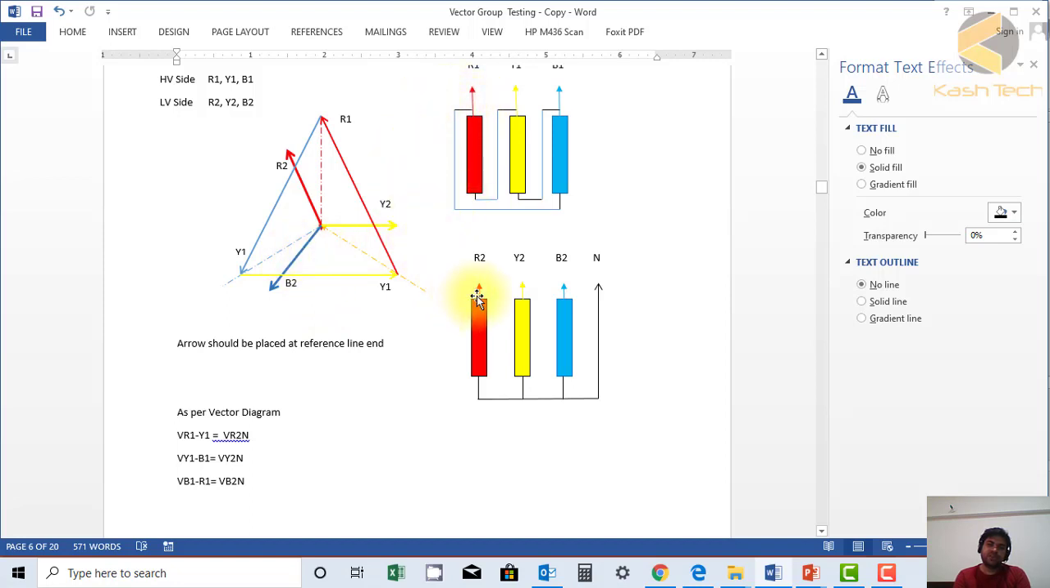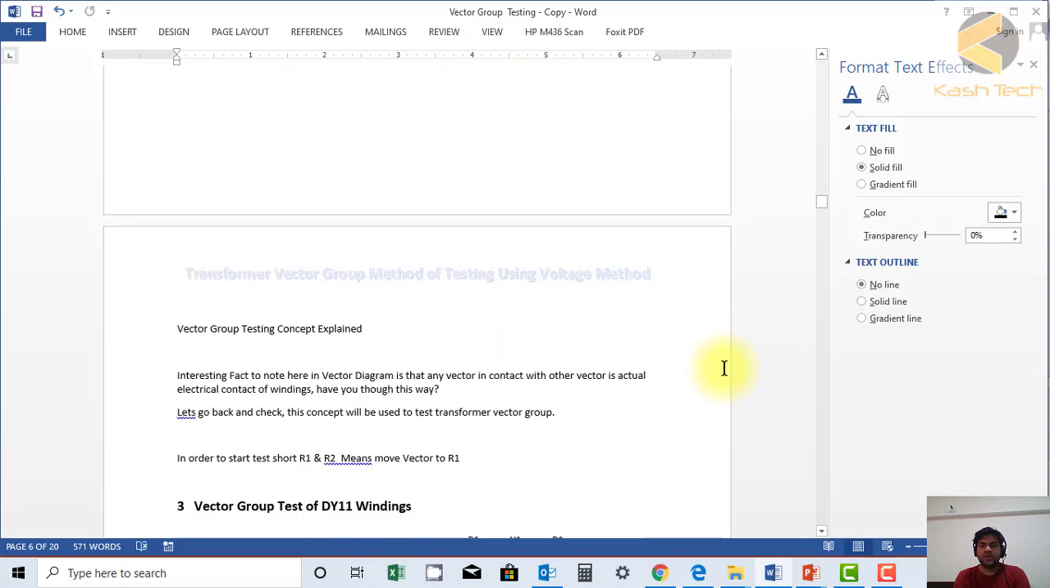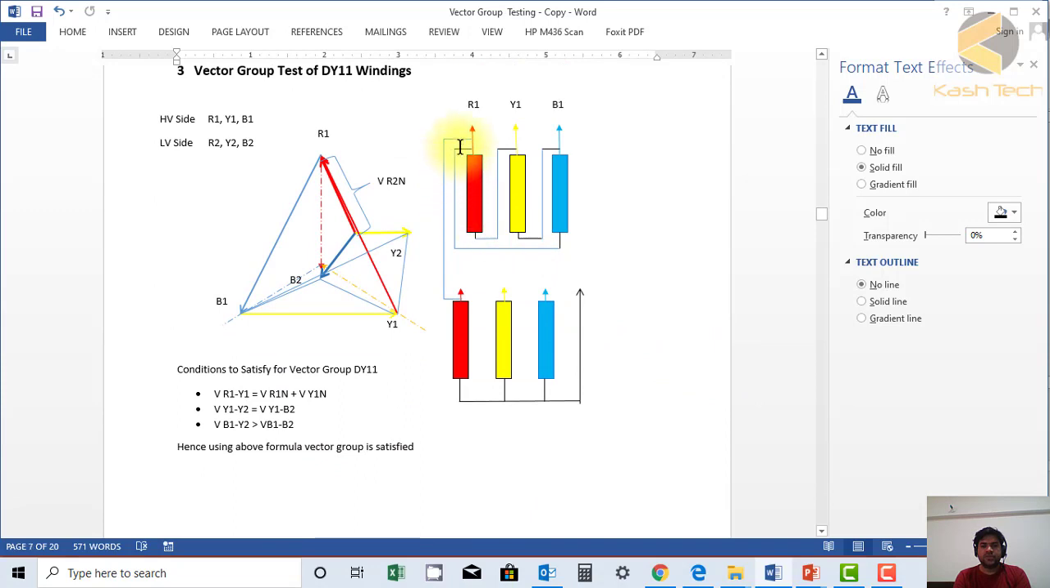delta to red phase of star. So you have to join these together by a wire, which I have shown here. So you have to make electrical connection between two windings. So it means you have now joined red phase of star with the red phase of delta.